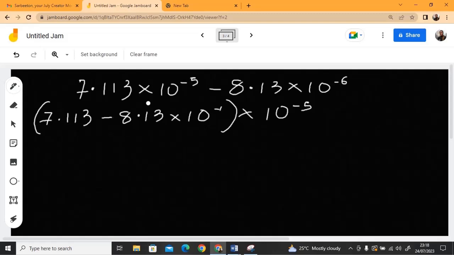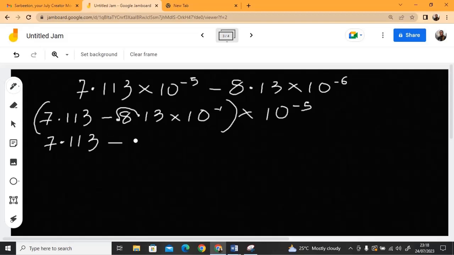So in this, you convert this one to ordinary number. So we have 7.113 minus, so this is minus 1. If it's minus, you are moving backward, but if it's plus, you are moving forward. So this is minus 1. So this point here, you move it back once, so it's going to come here. So you have points here.